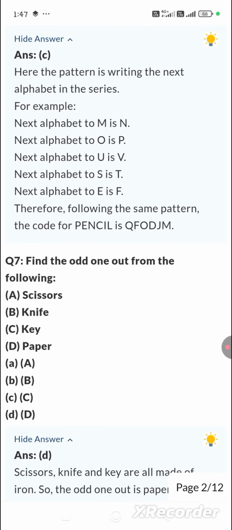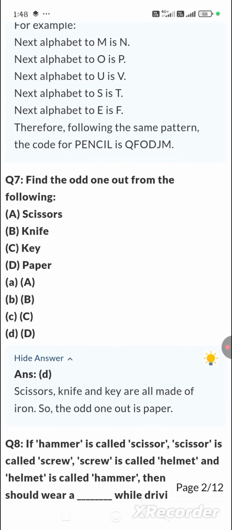Find the odd one out from the following. Scissors, knife, key, paper. Answer is option D. Scissors, knife and key are all made of iron, so the odd one out is paper.